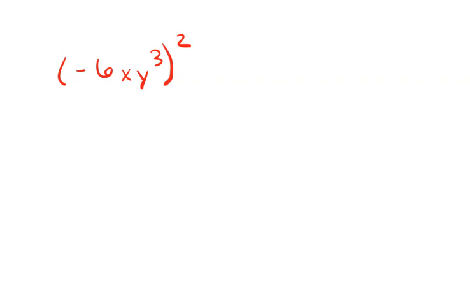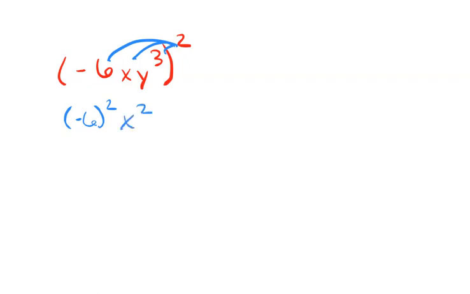I'm going to distribute to the y to the 3rd, to the x, and to the negative 6. I always draw in these little lines just to help me remember that I need to take it to every single part. Otherwise, the tendency is to forget the negative 6. We have to distribute that 2 to the negative 6, and that's going to make it negative 6 squared. It's not negative 6 times 2. We're distributing to the exponent. So this is negative 6 squared, and then we have x squared.